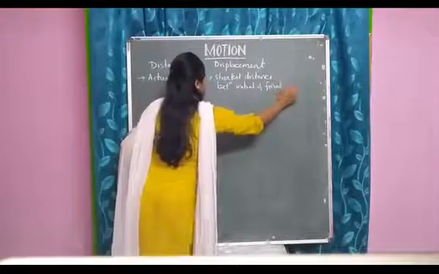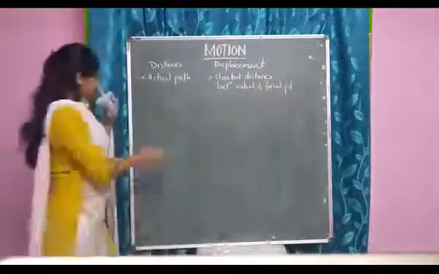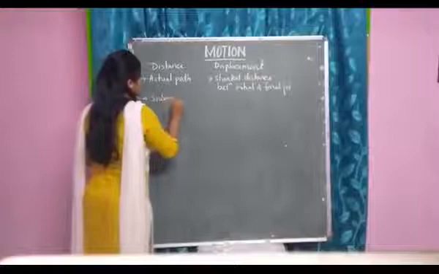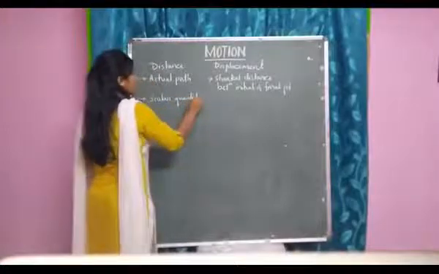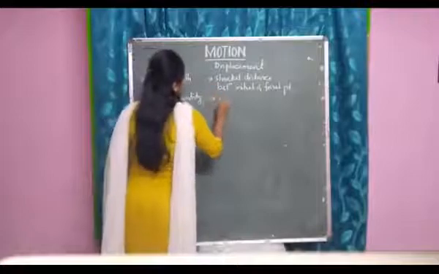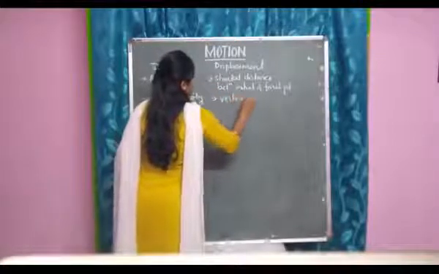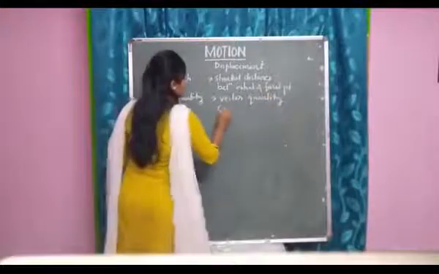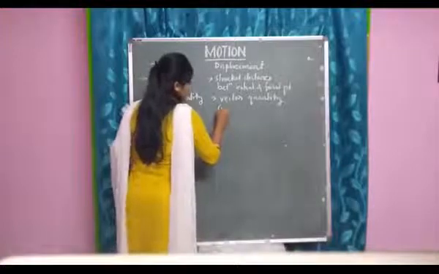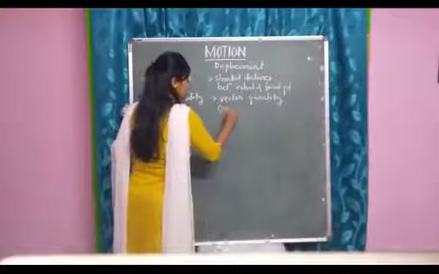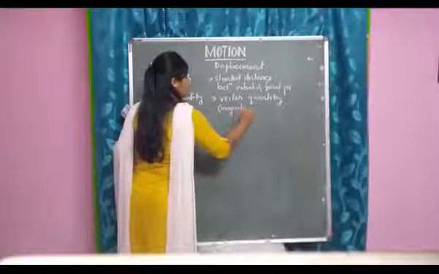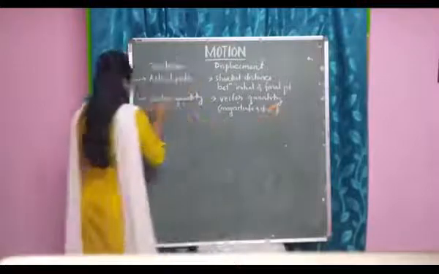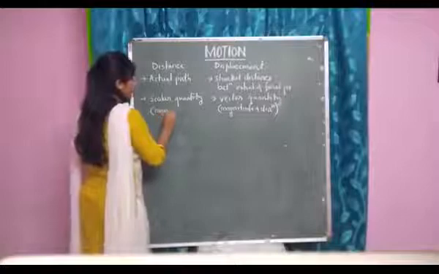The second point is that in order to define distance, we require only a numerical value. So distance is termed a scalar quantity and displacement is a vector quantity. Vector quantity means you require the numerical value, which is termed magnitude, plus a direction, whereas for a scalar you require only magnitude.